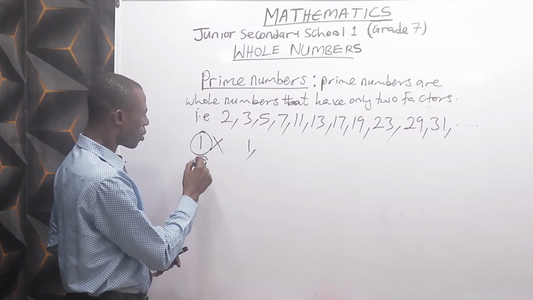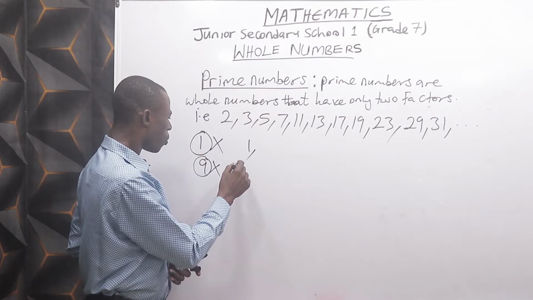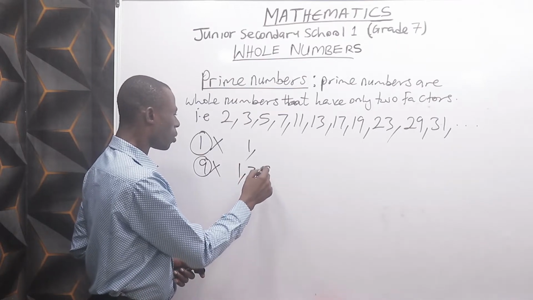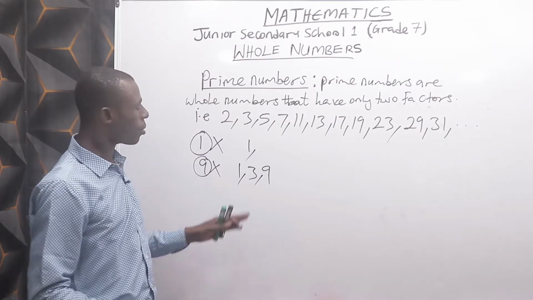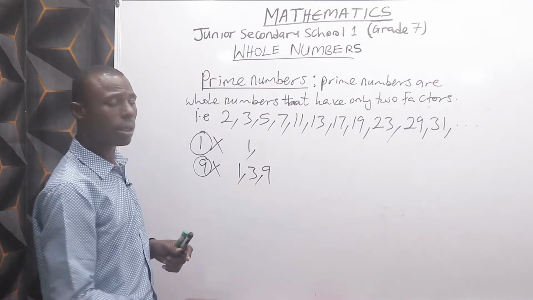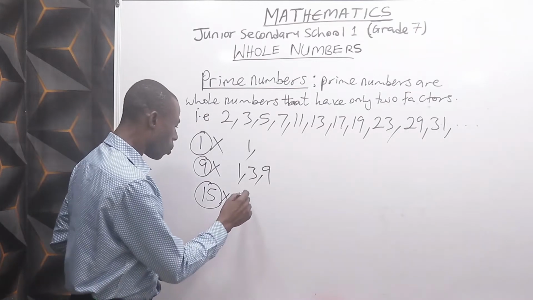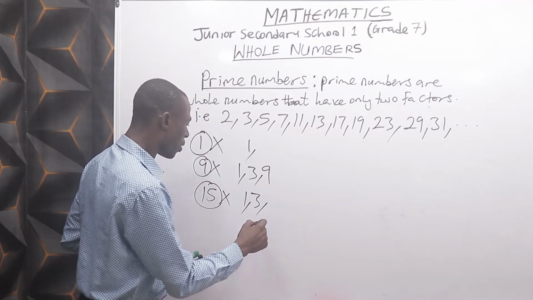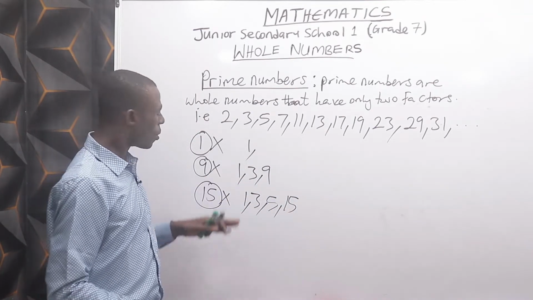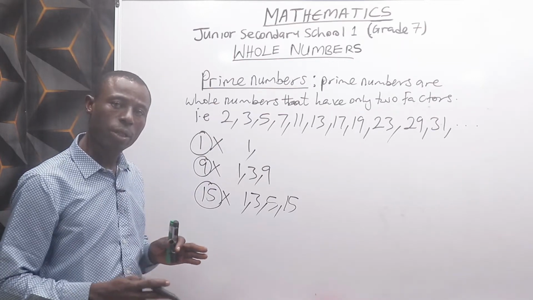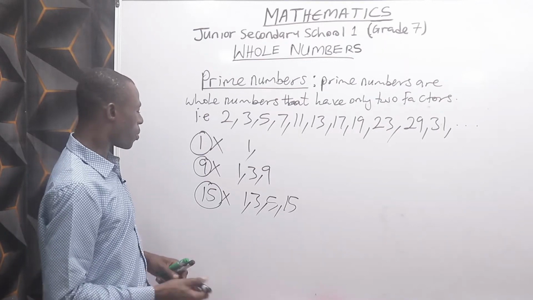Also, 9 is not qualified to be a prime number. Why? 9 has 1 as a factor, 3 as a factor, 9 also as a factor. So that's 3 factors altogether. So 9 is not a prime number. Also 15 is not a prime number. Why? 15 has 1 as a factor, 3 as a factor, 5 as a factor, 15 as a factor. 4 factors altogether. So a prime number must maintain only 2 factors. So we can see why 15 is not a prime number.